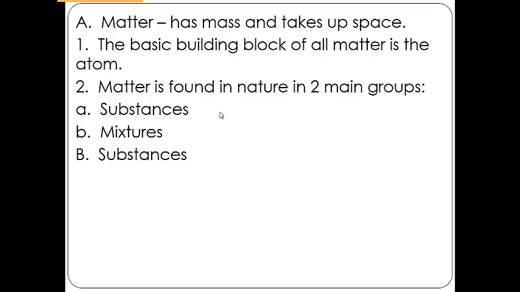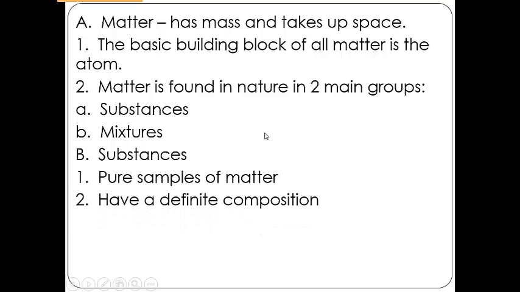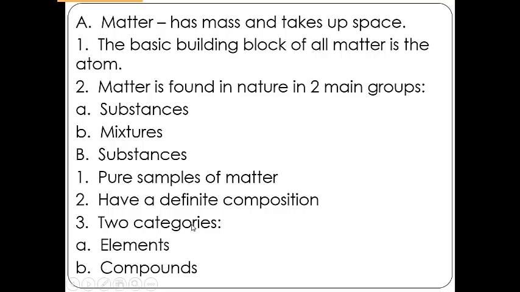Okay, we're going to look at substances first. So just a few characteristics of a substance. They are pure samples of matter. So substances are considered pure. Sometimes they're going to be called pure substances. And they all have a definite composition. Now think of the word definite, and what that means: that it has a specific composition. It doesn't change. It is the same all of the time. And again, think back to the concept map. Substances can be broken down into 2 smaller categories. They were elements and compounds.